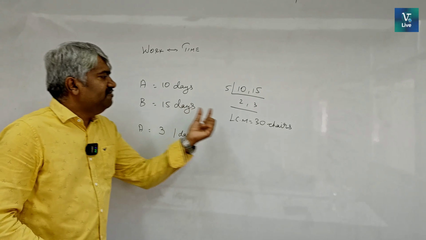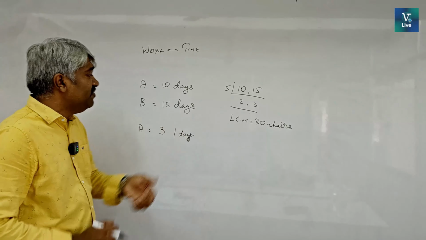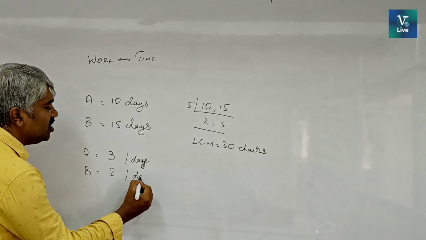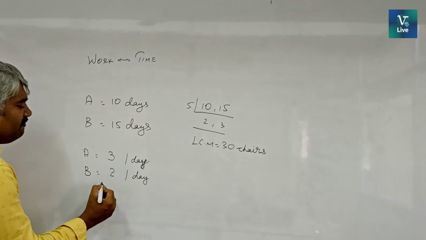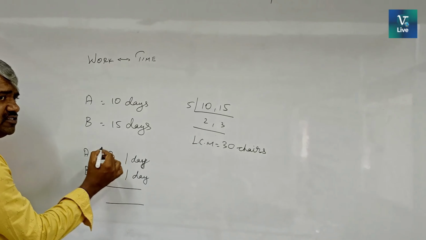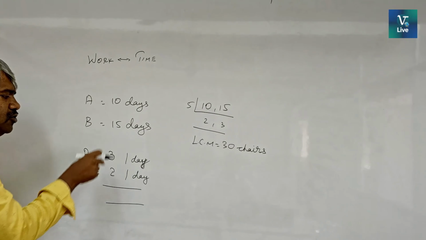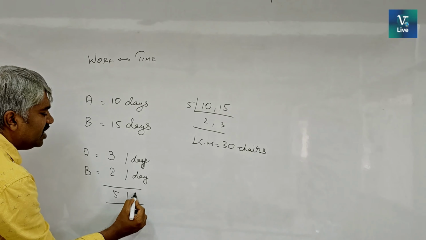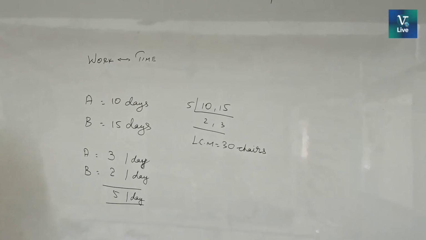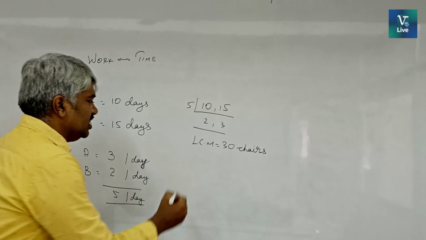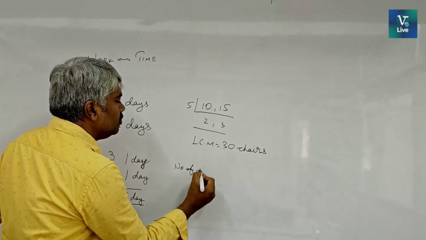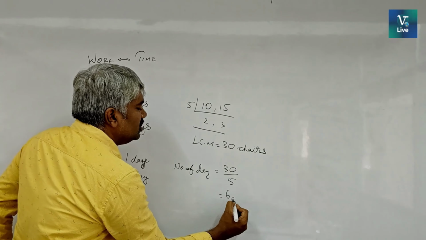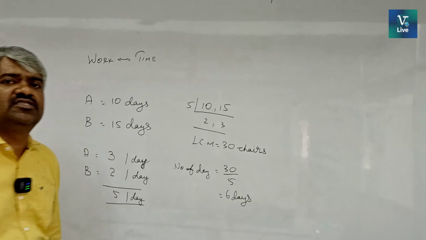Whereas B manufactures the same 30 chairs in 15 days. So in one day, how many chairs can B manufacture? 2 chairs can be manufactured. When they work together, that is A and B working together to manufacture the same number of chairs, they can manufacture 5 chairs in one day. Now you need to manufacture 30 chairs. So the number of days equals 30 divided by 5. So they can complete the work in 6 days, right?